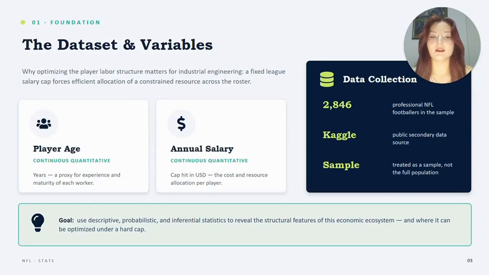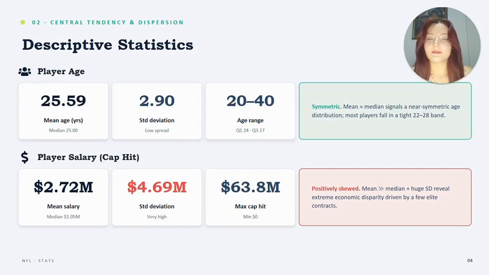Before we dive into the analysis, let's look at our dataset and variables. Our data comes from Kaggle and includes information on 2,846 professional NFL players. Because this dataset doesn't include every single player, we treated it as a sample. We focused on two continuous variables, player age representing experience and maturity, and annual salary measured as the cap hit in US dollars. Our main goal is to find statistical patterns that explain how teams distribute their money under salary cap restrictions. Now let's examine the descriptive statistics.